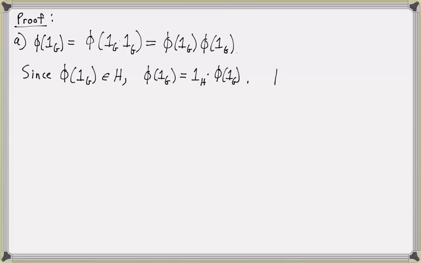Then by combining these two equations, we see that 1 times phi of 1 equals phi of 1 times phi of 1.